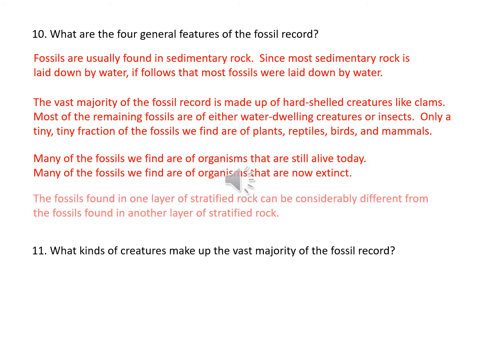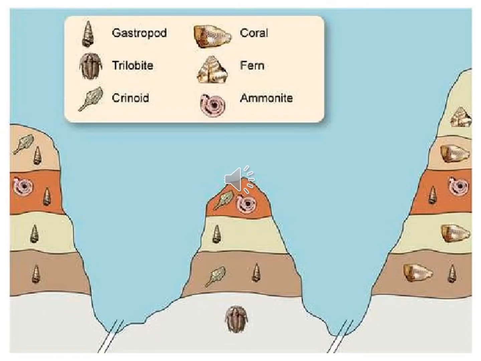The fossils found in one layer of stratified rock can be considerably different from the fossils found in another layer of stratified rock. Here you have a diagram of stratified rock, and you'll notice that the vast majority of the fossils found in this diagram are of gastropods. Gastropods are shelled creatures. Just about every layer in this diagram contains a gastropod. When we remove the gastropods, however, notice that there are very different kinds of remaining fossils in the layers.